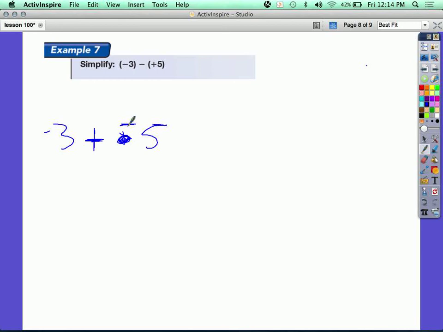Now I can either draw a number line, or I can remember that when I'm adding, both signs are the same. I can add my numbers and just keep the same sign, which was a negative sign, so it would be a negative 8.